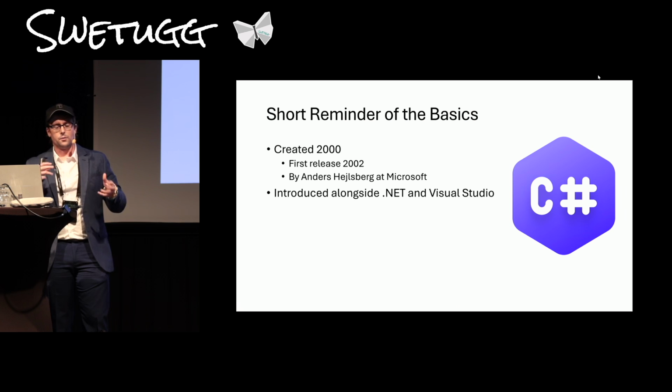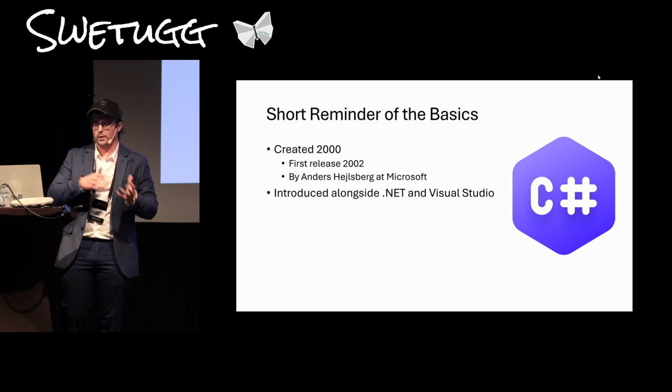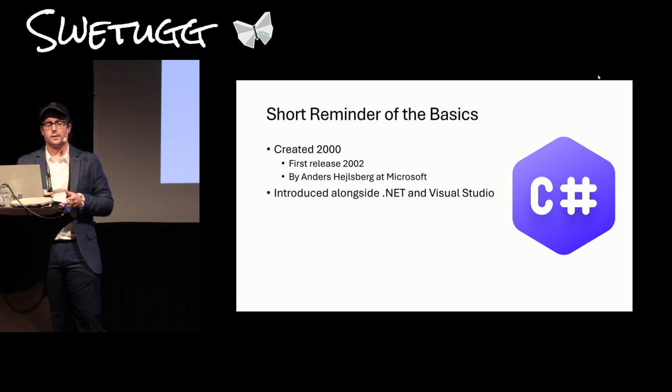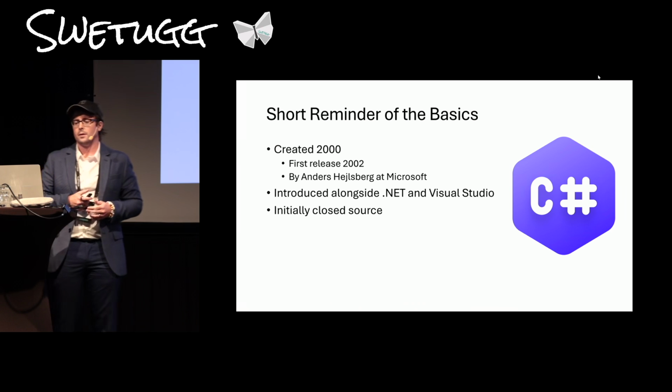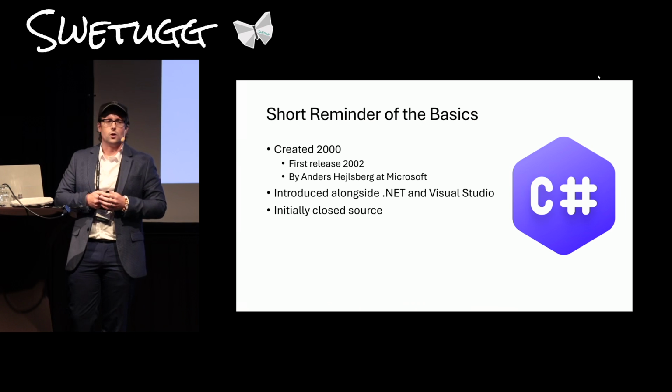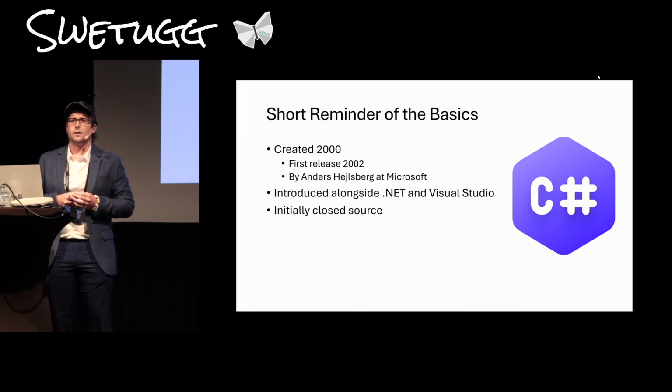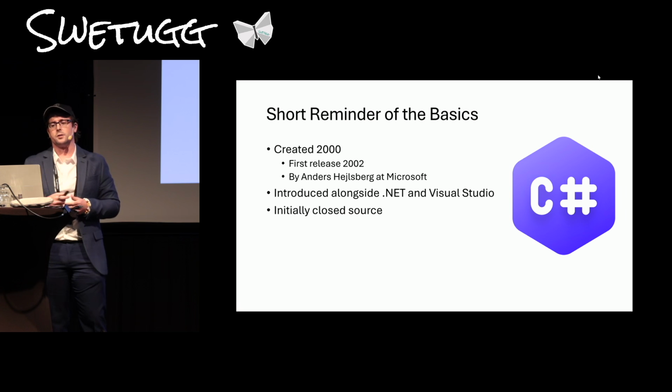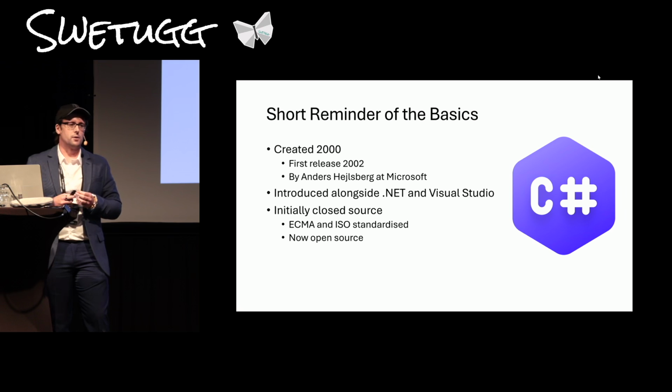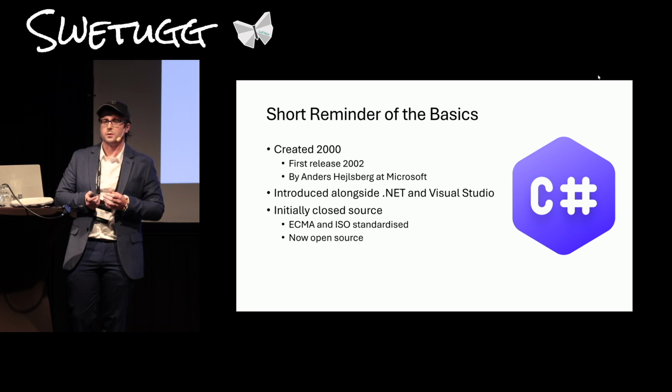It was introduced very closely alongside .NET and Visual Studio. These three, the language C Sharp and the framework .NET and then the tooling in Visual Studio, evolved a lot over time, very closely together. And it was initially closed source, so you couldn't dig into the implementations and see why things behaved the way they did. It was ECMA and ISO standardized back then, and now it's open source on GitHub.